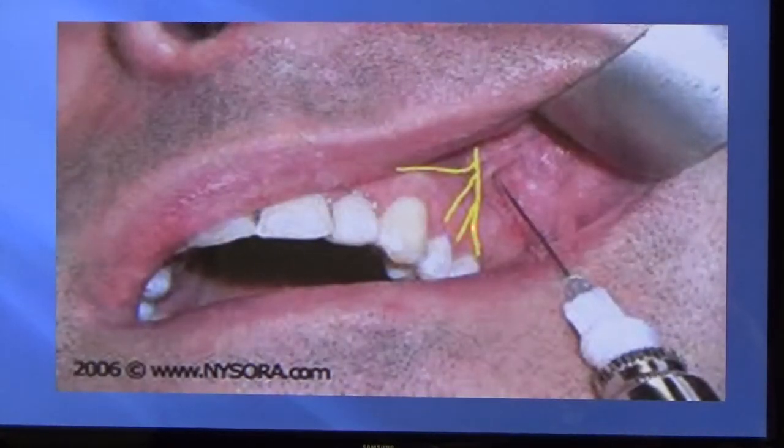Okay, so which one would that one be? What shot would that be? We've got the canine, a premolar and a premolar. MSA? Middle superior, yeah. The ASA would be canine and the anteriors. Middle is the premolars, and it may get a little bit of the canine.